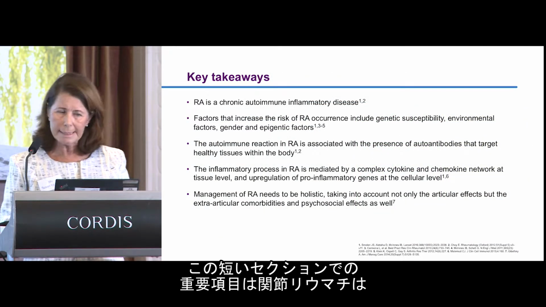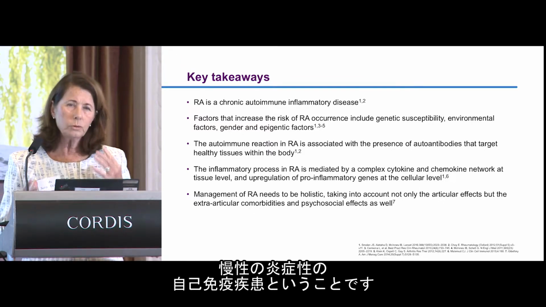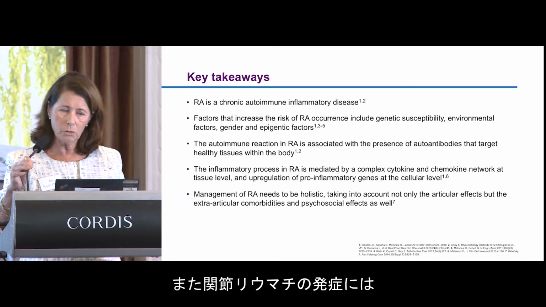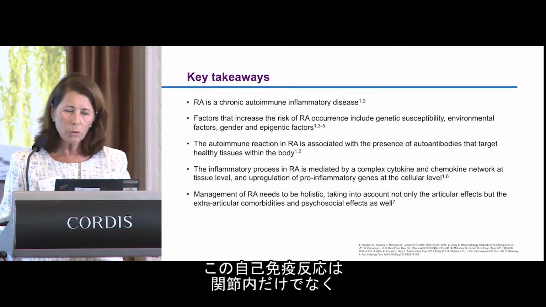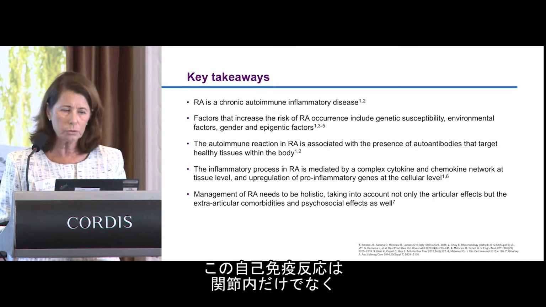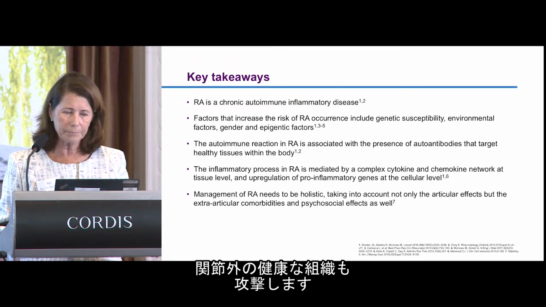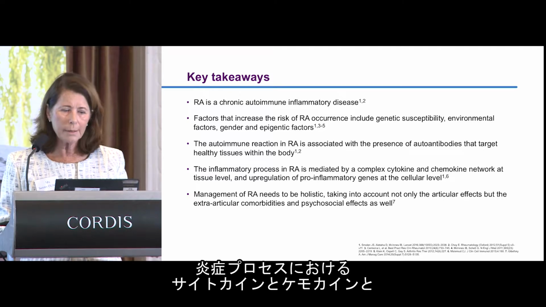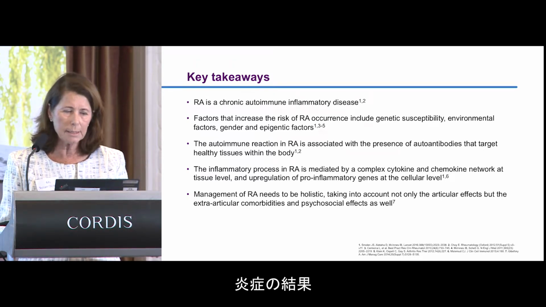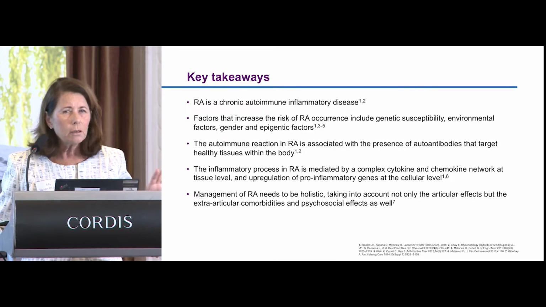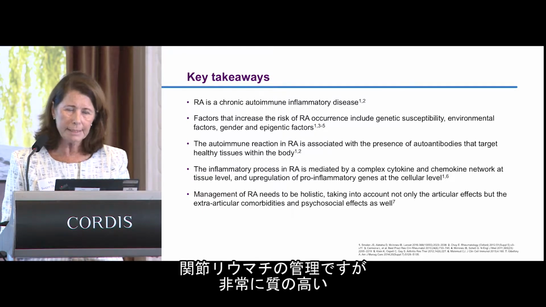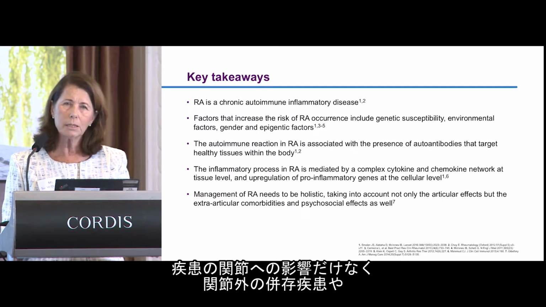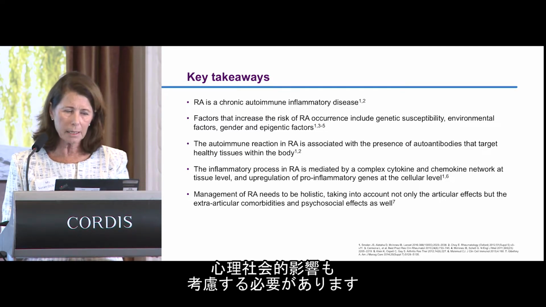My key takeaway messages from this little section are that RA is a chronic autoimmune inflammatory disease, and we have lots of risk factors for the occurrence of rheumatoid arthritis, as you know, and we need to be mindful and understand those. The autoimmune reaction affects the healthy tissues, both within the joint and extra-articular as well. I've explained to you just briefly the complex interaction in the inflammatory process with these cytokines and chemokines, and the tissues that are damaged as a result of this, what we call upregulation of inflammation cells. And for the management of RA, we really need to ensure that we have a very good holistic approach, taking into account not only the articular effects of the disease, but the extra-articular comorbidities and psychosocial effects as well.